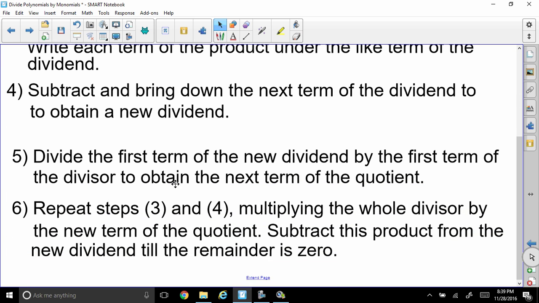Step 5, divide the first term of the new dividend by the first term of the divisor to obtain the next term of the quotient. And finally, step 6, repeat steps 3 and 4, multiplying the whole divisor by the new term of the quotient. Subtract this product from the new dividend till the remainder is 0 or there is a small remainder. So for us, it'll be a remainder of 0.